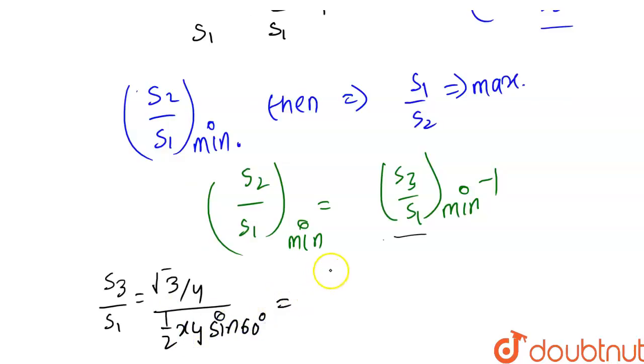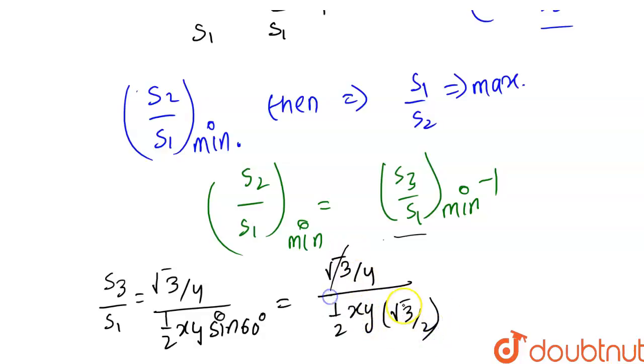Now further, it is equal to root 3 divided by 4, and in the denominator we have half of xy and sine 60 degrees, which is root 3 by 2. Now here root 3 will cancel out root 3, and 2 into 2 is 4, and it will cancel out with this one. So S3 upon S1 we will get is only 1 upon xy, right?